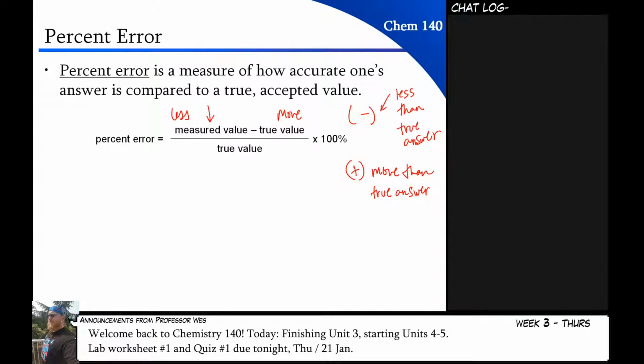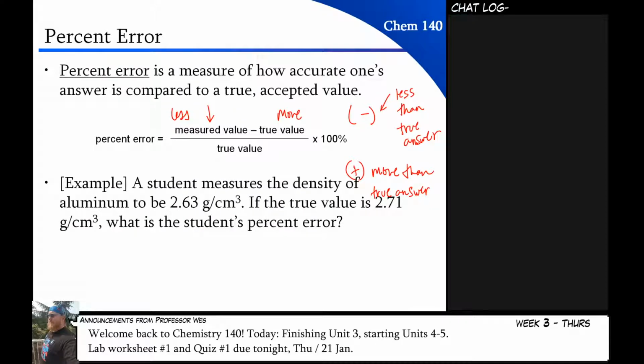All right, so let's do an example here. Let's suppose that you were trying to figure out the density of aluminum, because in next week's lab you will be. A student measures the density of aluminum to be 2.63 grams per cubic centimeter. The true value is 2.71 grams per cubic centimeter. What is the student's % error?